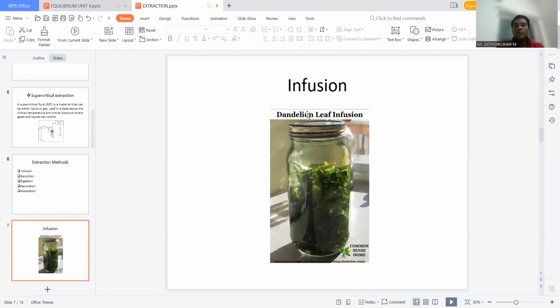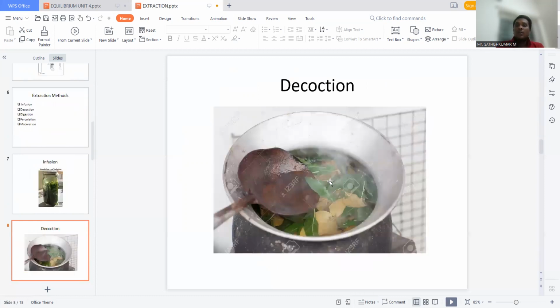Infusions. In the case of infusion, the plant material is dipped into or mixed into the particular solvents. Next, decoction. Decoction is one of the extraction processes that uses heat transfer.